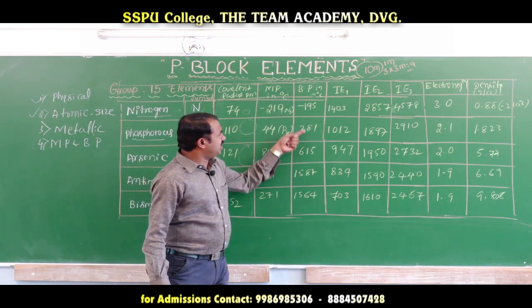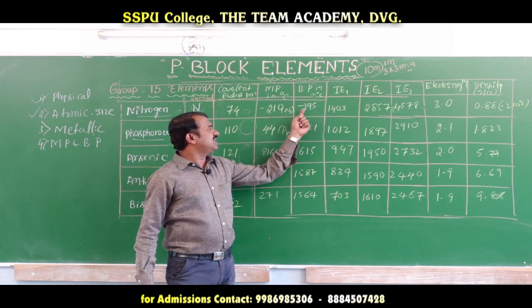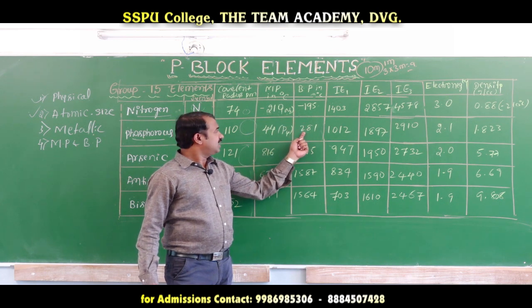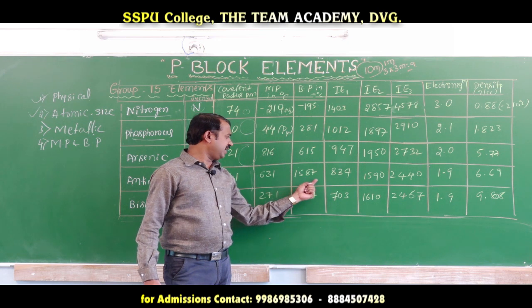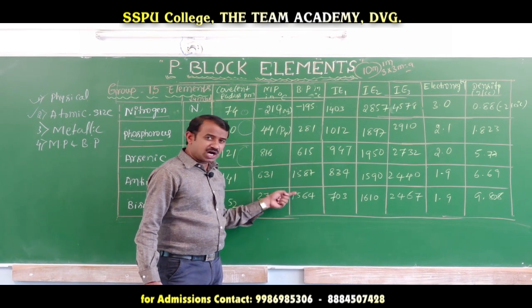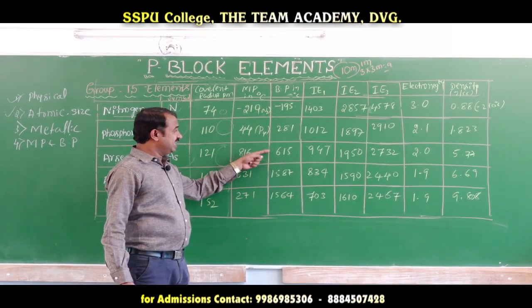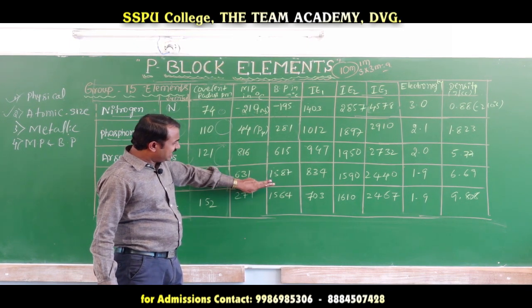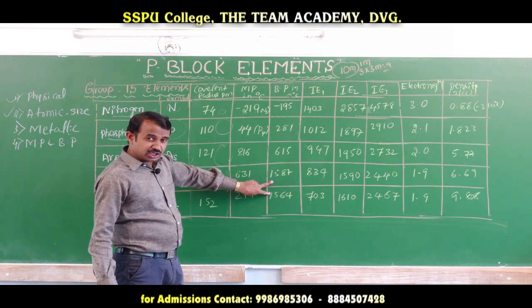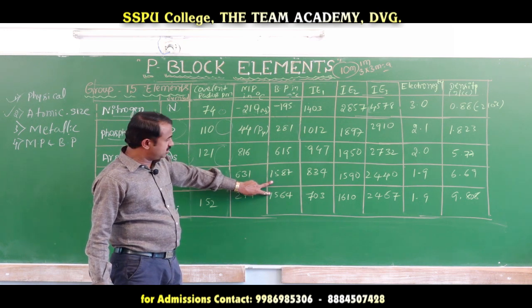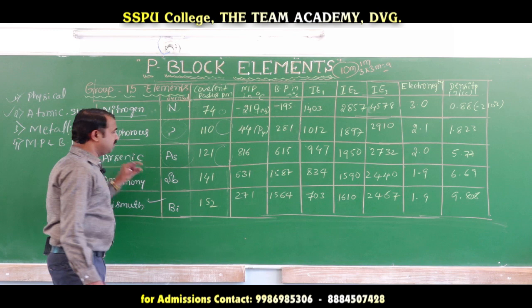Coming to the boiling point, nitrogen has minus 195. Next are 281, 615 and 1586. Going downwards the boiling point increases, and slightly decreases from antimony to bismuth. That is also due to the inert pair effect. That is also important for the boiling point and melting point.